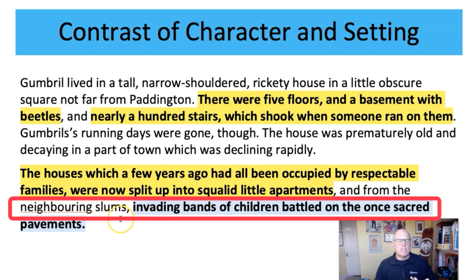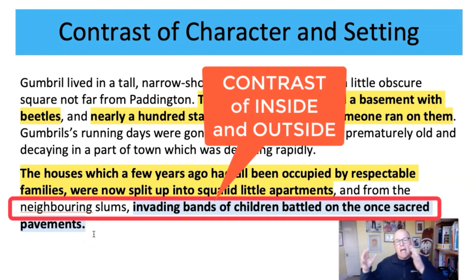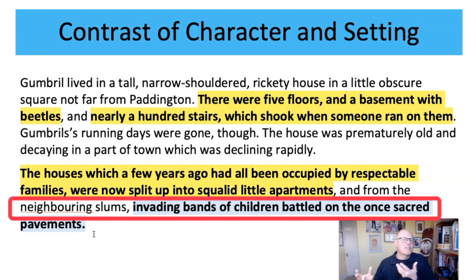And from the neighbouring slums, invading bands of children battled on the once sacred pavements. So now we have the contrast of age. Outside is quite violent and loud, but full of children. Inside is the old man Gumbrel himself.